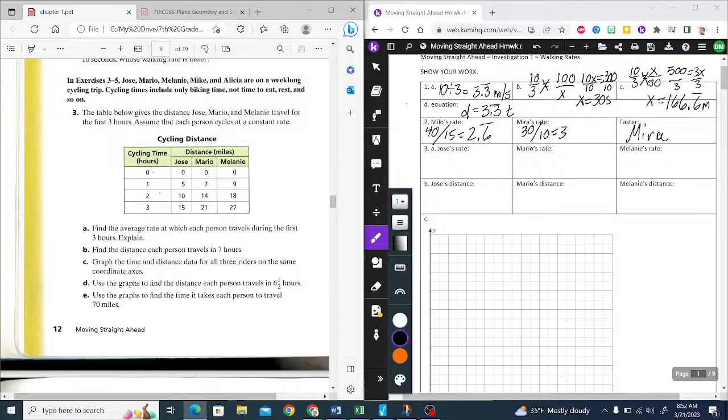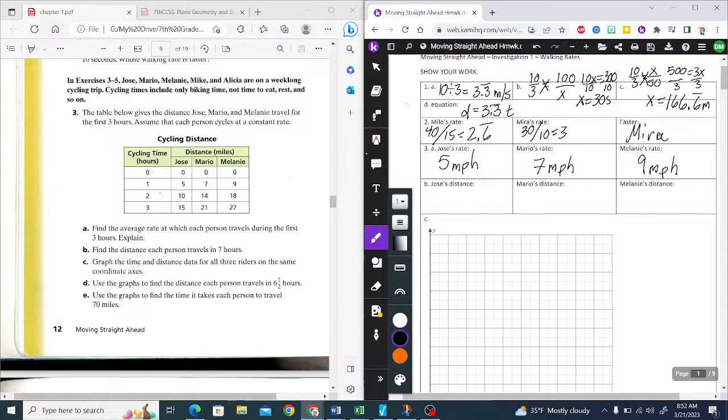We want to know several things. Find the average rate at which each person travels during the first 3 hours. Well, we know that it's a constant rate, and so we can find that by finding the difference of the outputs. So anytime you take 15 minus 10, or 10 minus 5, or 5 minus 0, you get 5. So Jose's rate is 5 miles per hour. Mario's rate is 7 miles per hour. And Melanie's rate is 9 miles per hour.